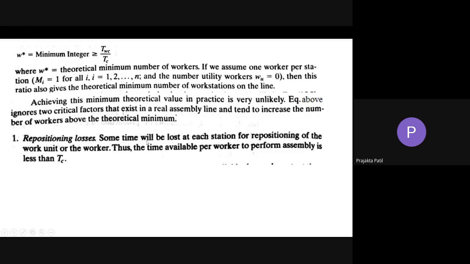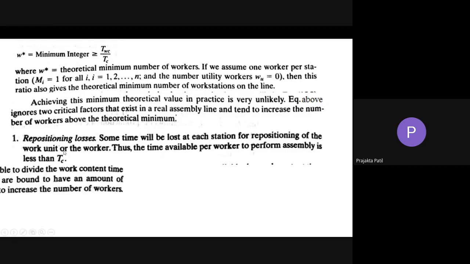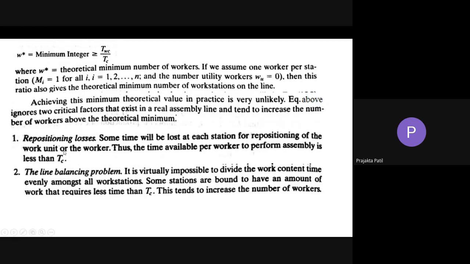Repositioning losses means that sometimes time will be lost at each station for repositioning of the work units or the worker. So the time available for the worker to perform assembly is less than TC. Repositioning losses is the time lost in repositioning the work part or maybe the worker. The W star equation does not consider these critical factors. One is repositioning losses and the other one is the line balancing problem.